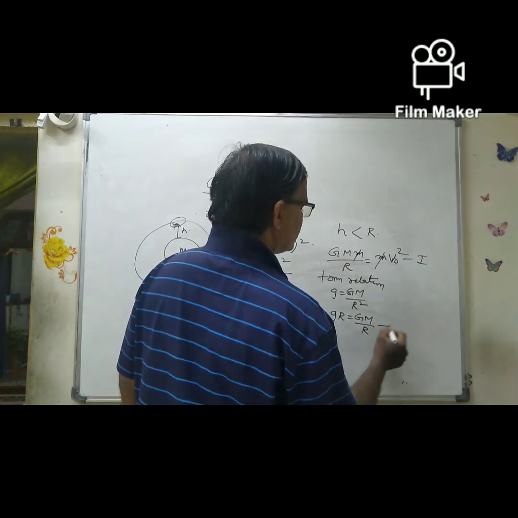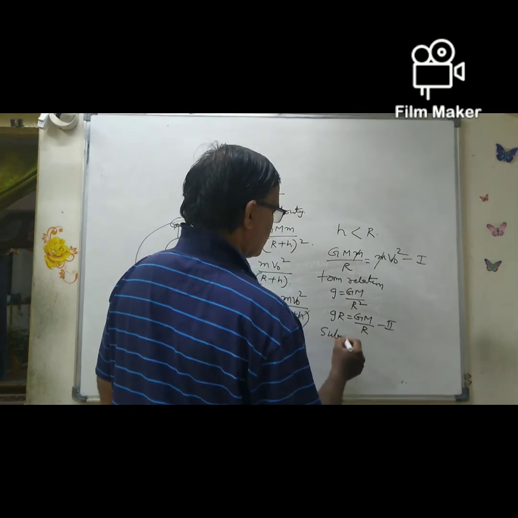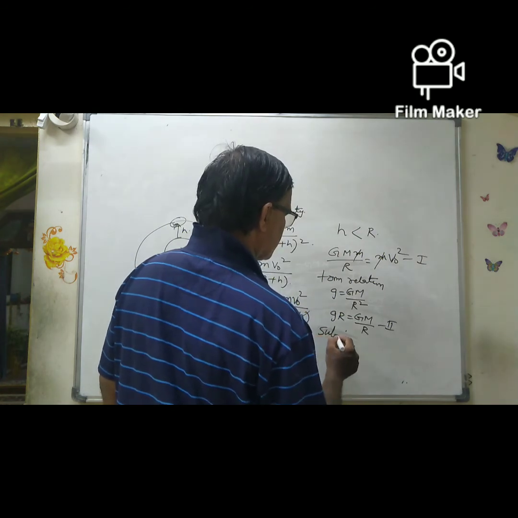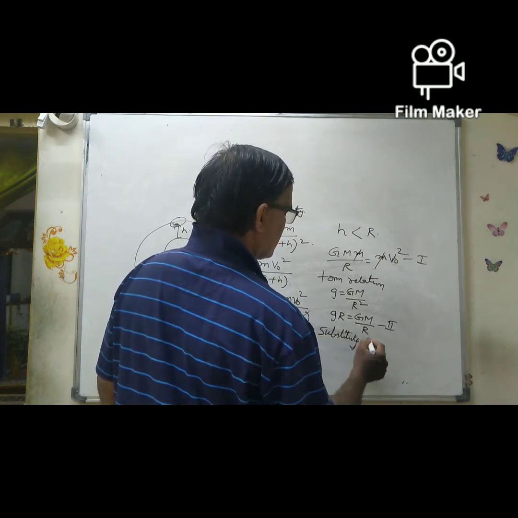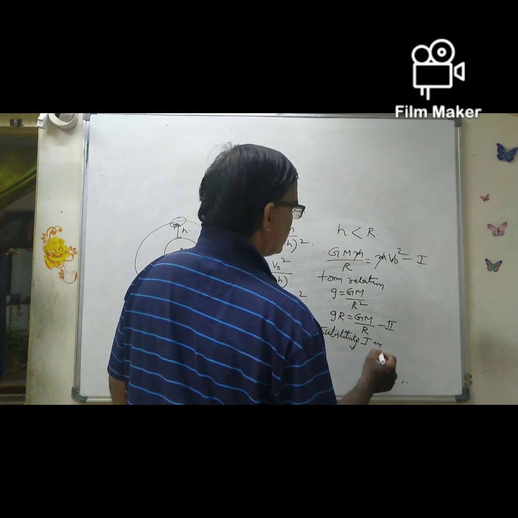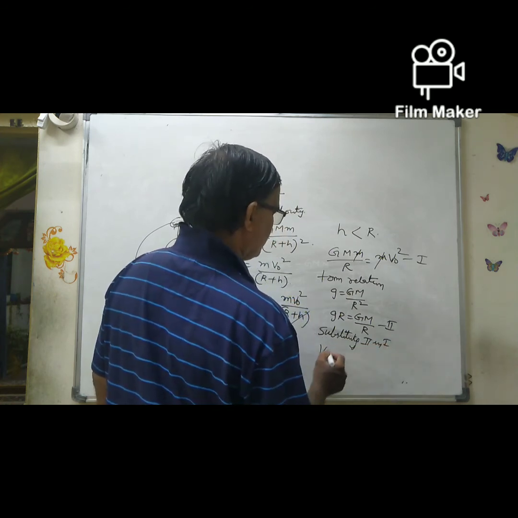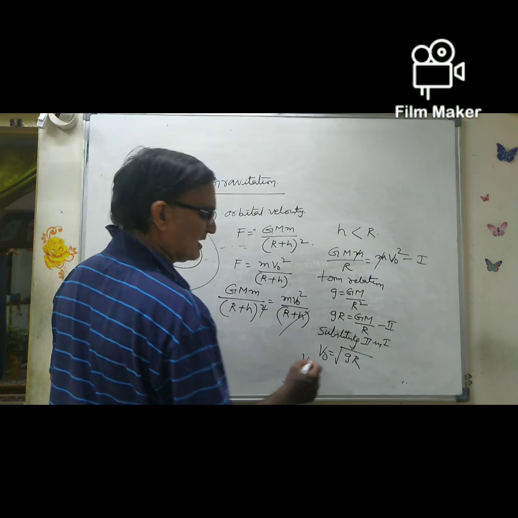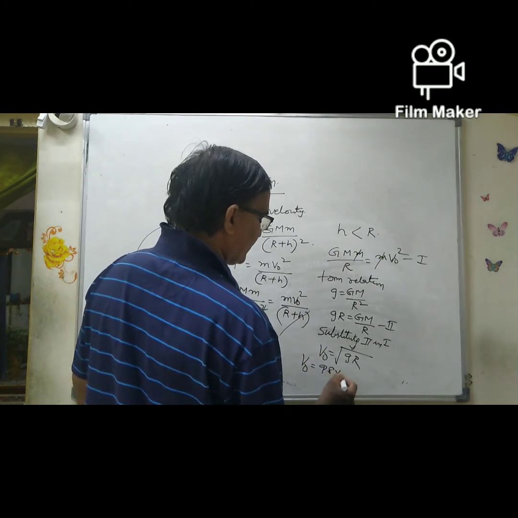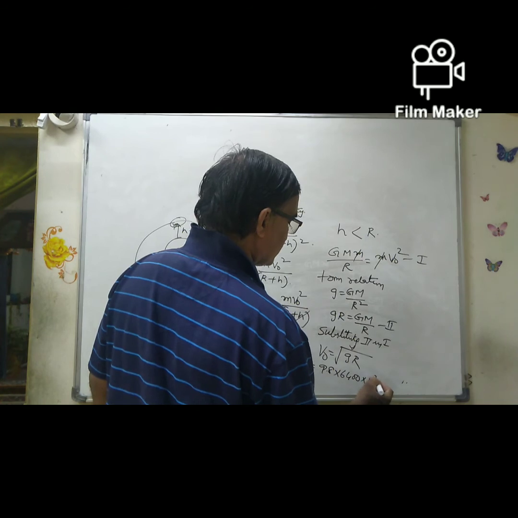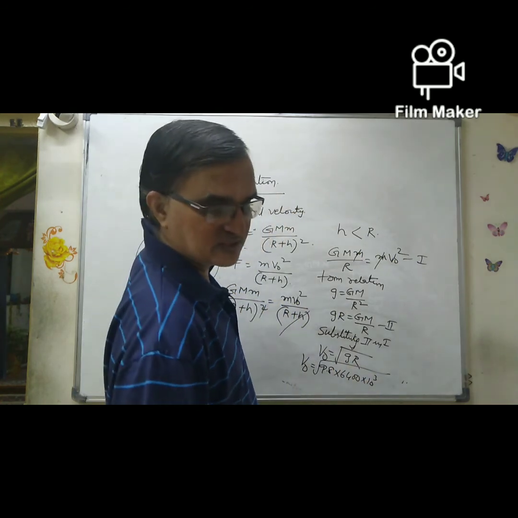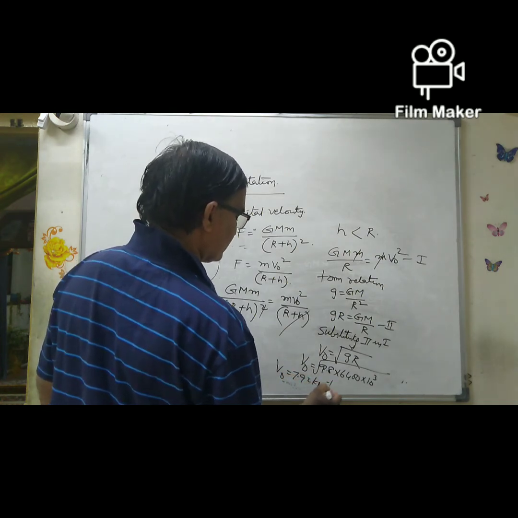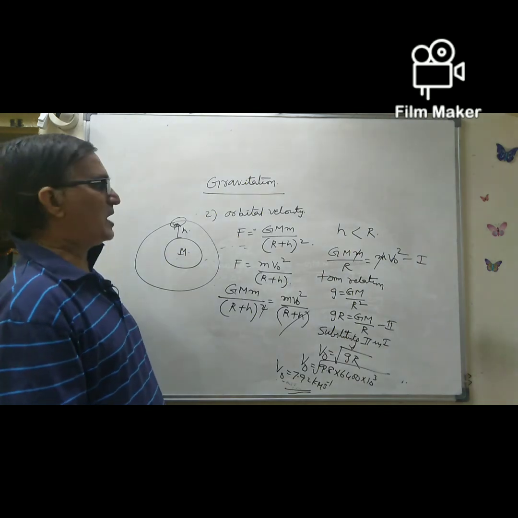Now this is the first equation, this is the second equation. Substituting second in first, what do you get? v naught is equal to the square root of gR. Now the acceleration due to gravity g is 9.8, the radius is 6400 into 10 to the power 3, under root. Its value is 7.92 kilometers per second. This is the equation for orbital velocity.